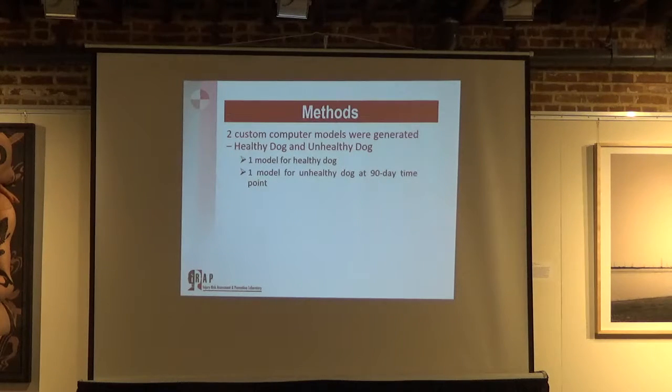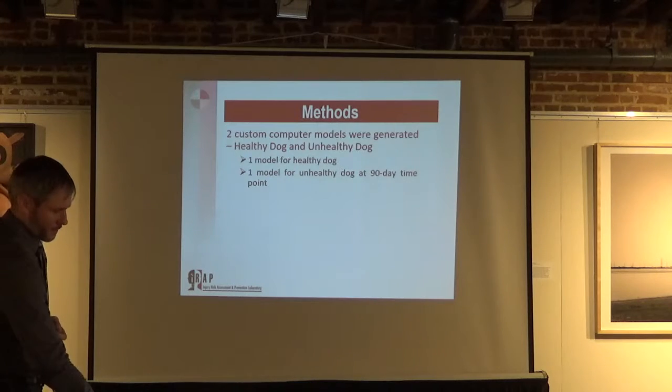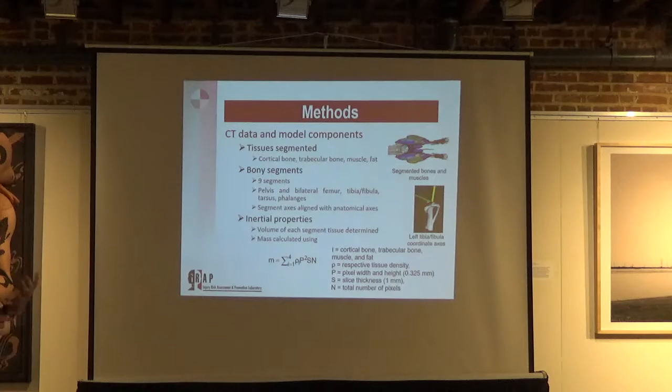So next, for the computer models, 2 custom computer models were developed. One for the healthy dog and one for the unhealthy dog at the 90-day time point. Some inputs to that model. So first we segmented the CT scan. From that we could delineate different tissues, including the cortical and trabecular bone, muscle, and fat. And from this, 9 bony segments were generated, including pelvis, as well as the bilateral femur, fibula, tarsus, and phalanges.